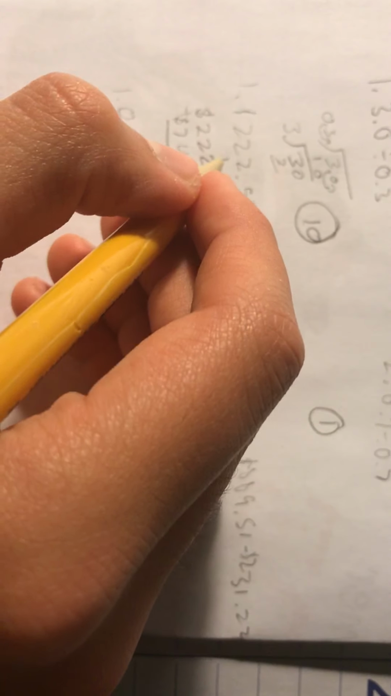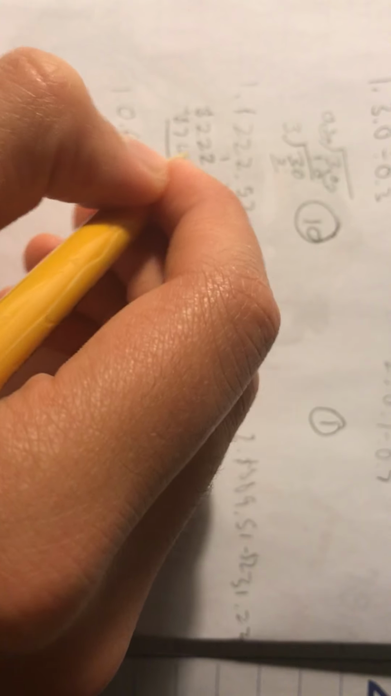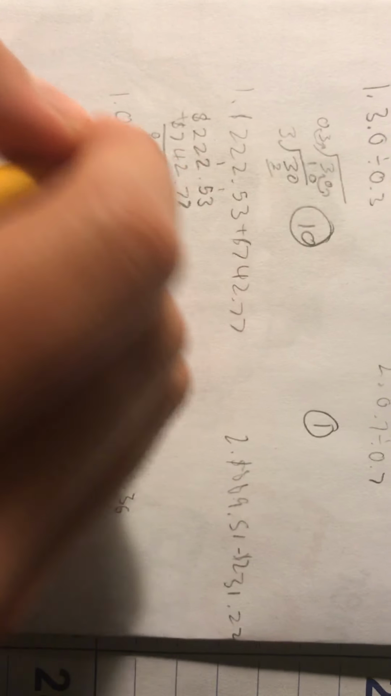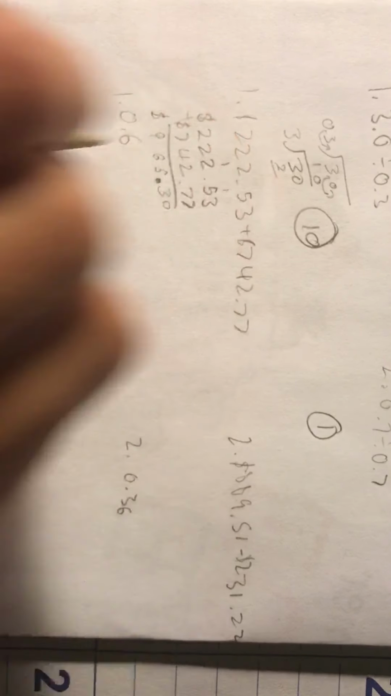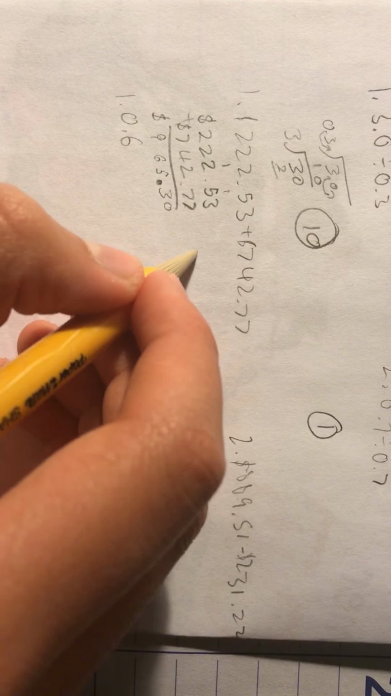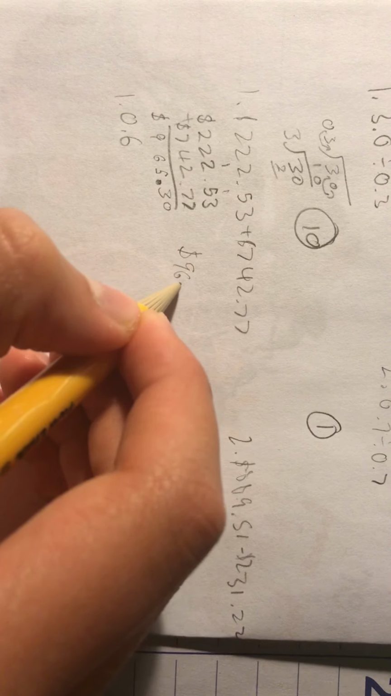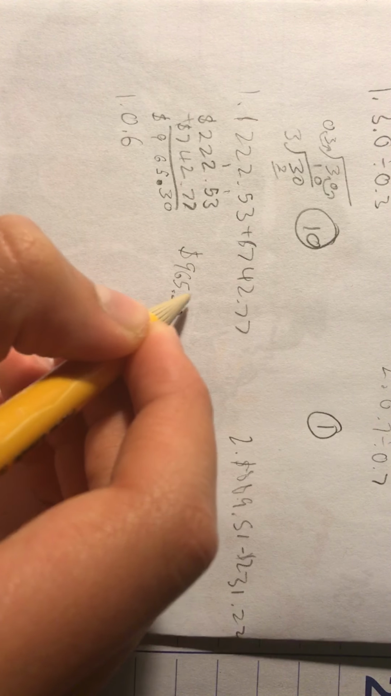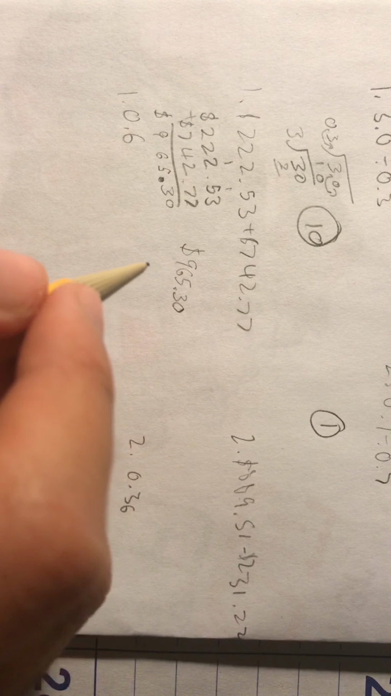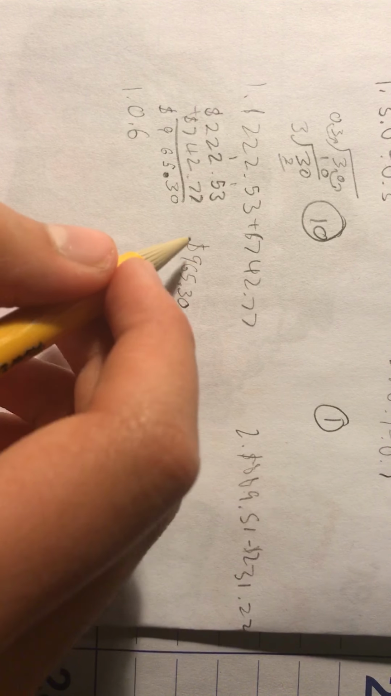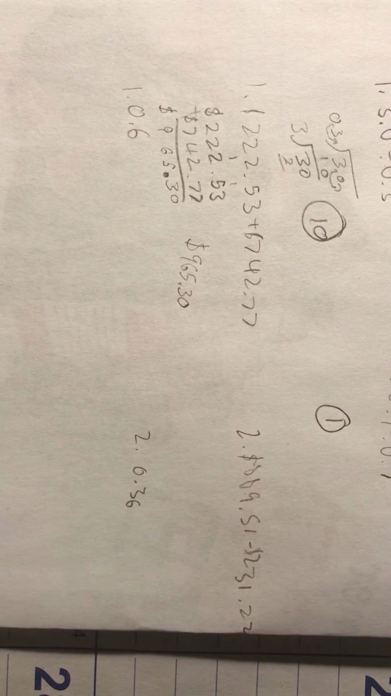So here we'll add this. That would equal 5. That would equal 6, and that's $965.30. Always remember to put anything that they have in front. If it's centimeters, put centimeters. If it's dollars, put dollars. If it's a dollar sign, put a dollar sign. Always do the signs.